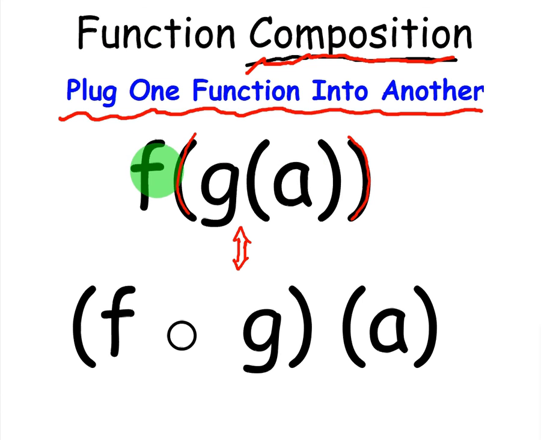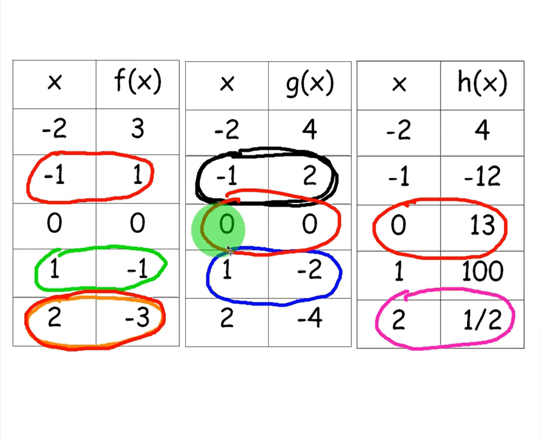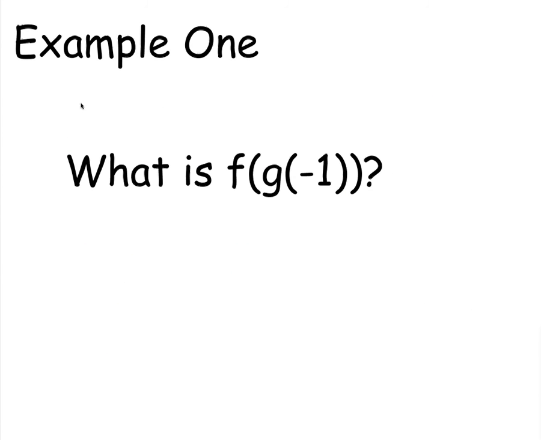So without further ado, let's look at some examples. Now we have 3 charts here, right? Now notice, again, all the x values are the same no matter what. So -2, -1, 0, 1, 2 are all of the inputs. We have different outputs depending on the function charts. We have an f, a g, and an h chart. So our first example says, what is f of g of -1?